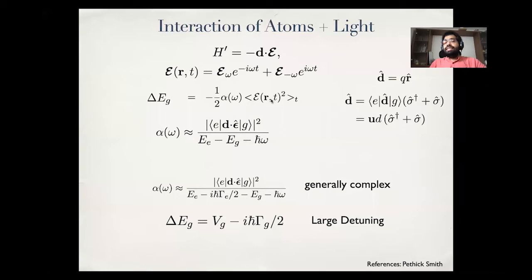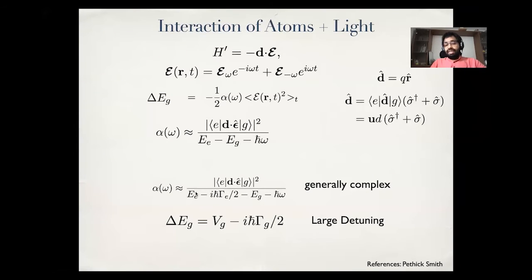I can write it in this manner, where this is a time average over the applied electric field squared. The intensity, which is the time average, times a quantity alpha of omega, which depends on the atomic properties and is called the single atom polarizability. Of course, it depends on the strength of my dipole moment, but it also depends on how close I am to resonance, E_e minus E_g minus h bar omega, where omega is the applied laser frequency.